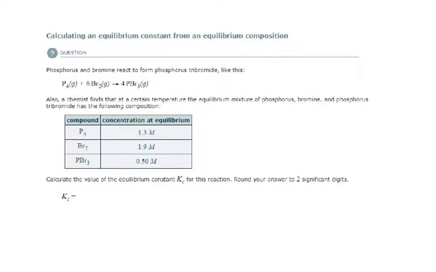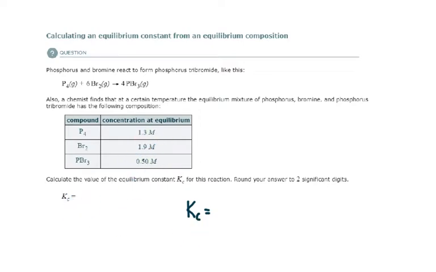Kc is equal to, products go on top, and here, even though these are gases, notice that the concentrations here are molar values, so in the units of concentration, molarity. So that's why we're using Kc. In the past, we were using Kp when our substances were gases, but here the concentrations are given as molarity, so we're going to use Kc.